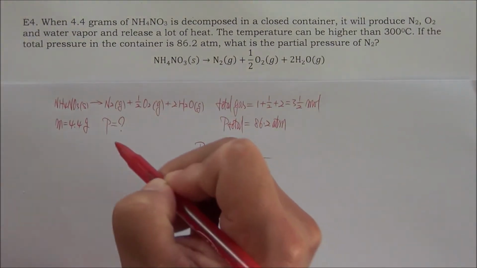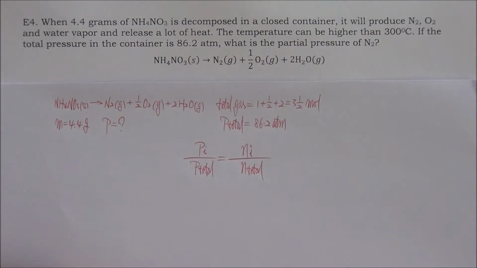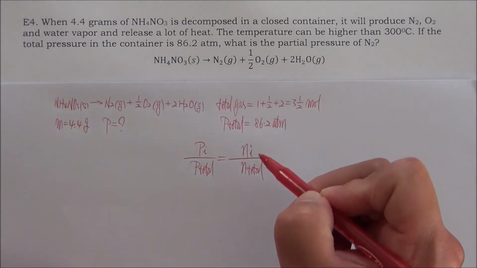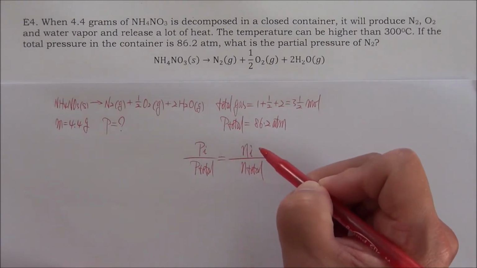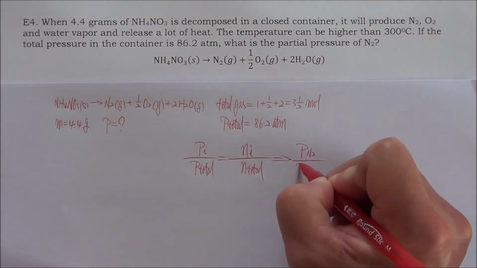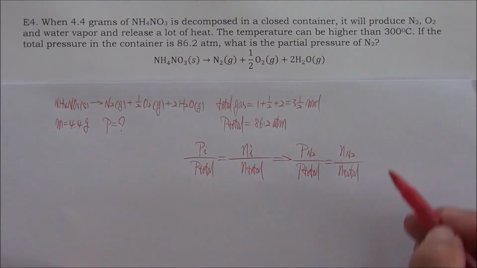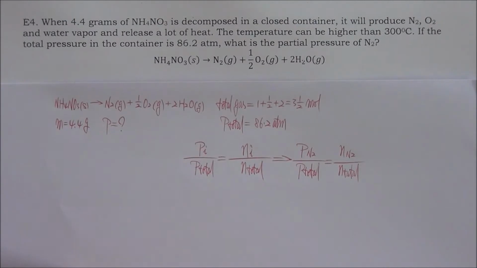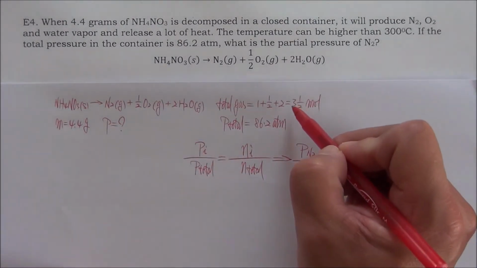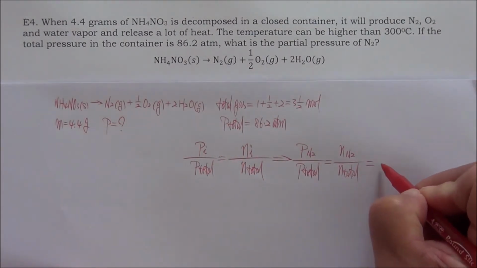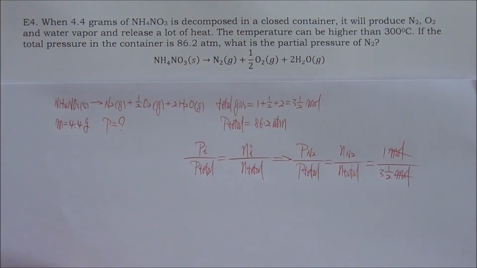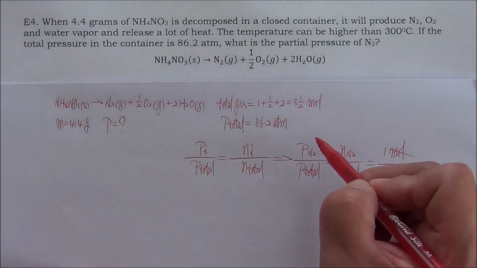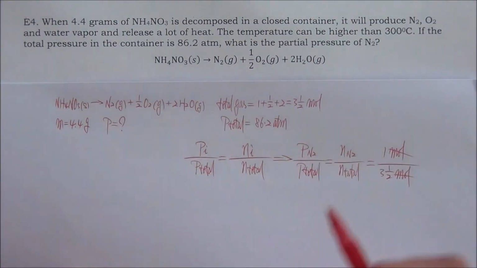Since we are looking for the partial pressure of the nitrogen gas in the mixture, let's replace Pi with P nitrogen, and replace Ni with N nitrogen. We can get this ratio from the balanced chemical equation. The ratio should be 1 over 3.5. Since we know the total pressure of the gas mixture, we should be able to calculate the partial pressure of the nitrogen gas in the mixture.